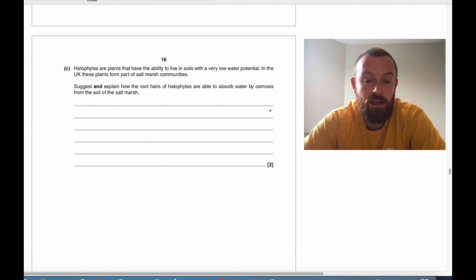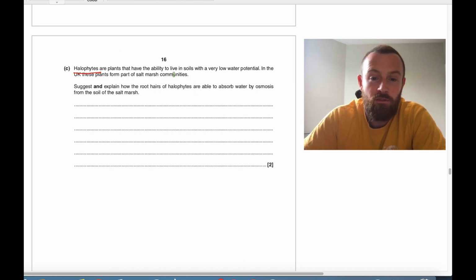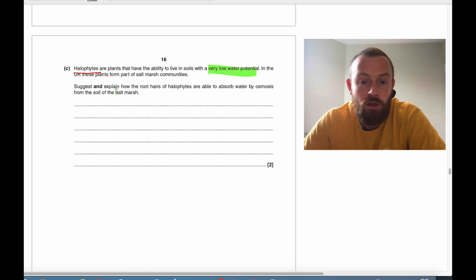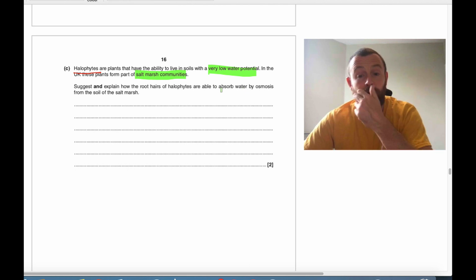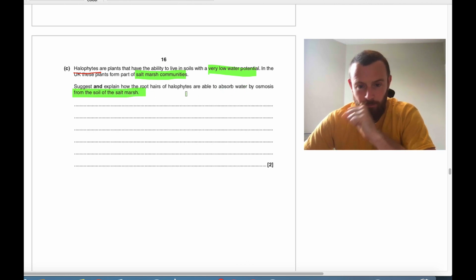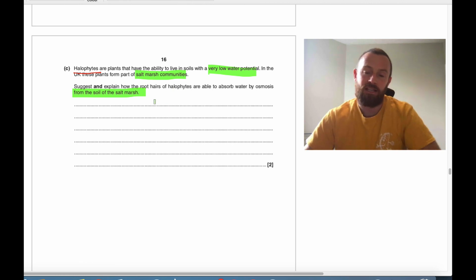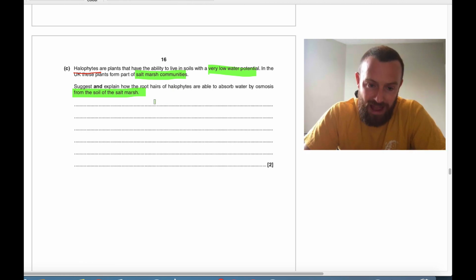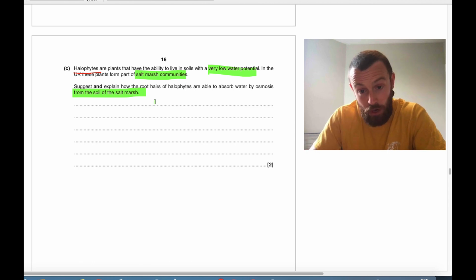Okay, moving on down to here. Halophytes. These are things that like salt, so they can live in soils with very low water potential. Salt marsh communities: suggest and explain how the root hairs are able to absorb water by osmosis from the soil of the salt marsh. Well, if the root hair is going to absorb water, the root hair cell has to have an even lower water potential.